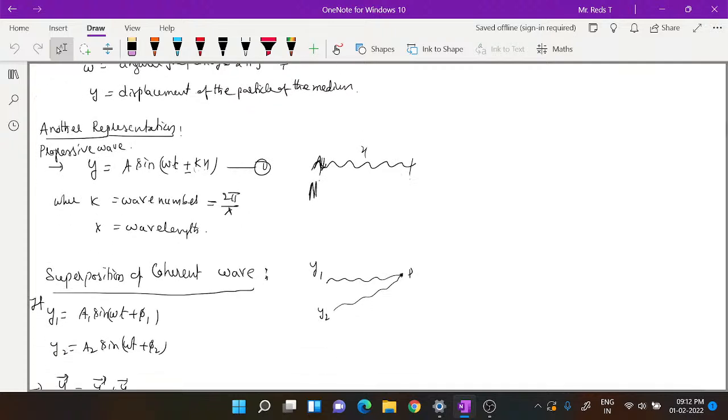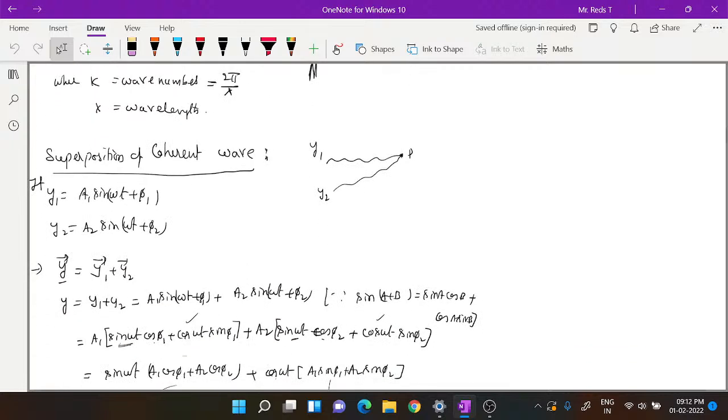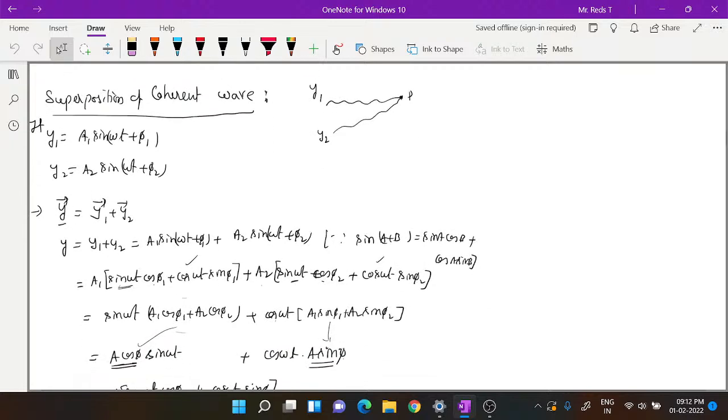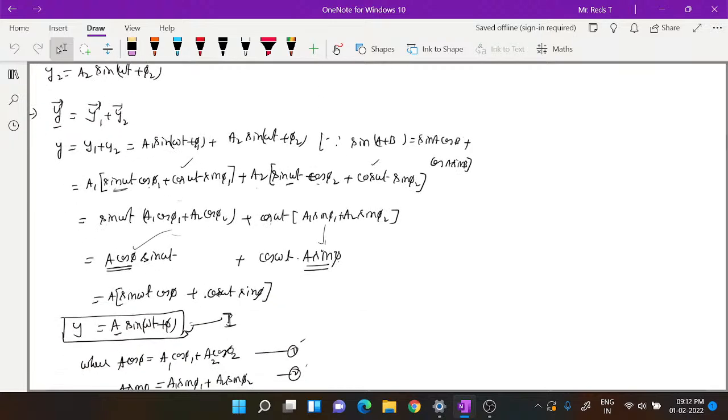So here, for light waves in terms of phase, consider one wave having amplitude A1 and initial phase phi1, and another wave having amplitude A2 and initial phase phi2. If these waves superpose, how do we determine the displacement and amplitude of the resultant wave? This was explained already.